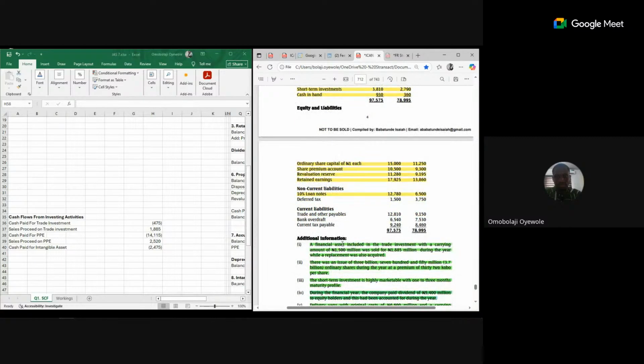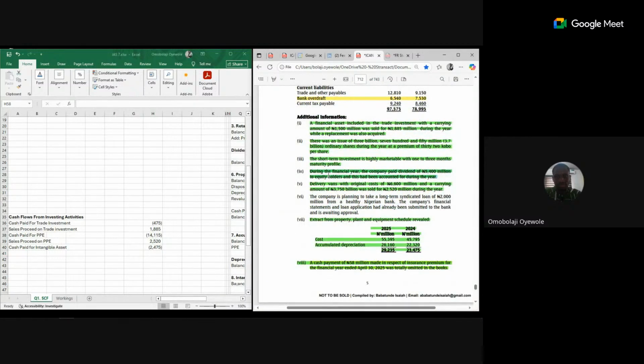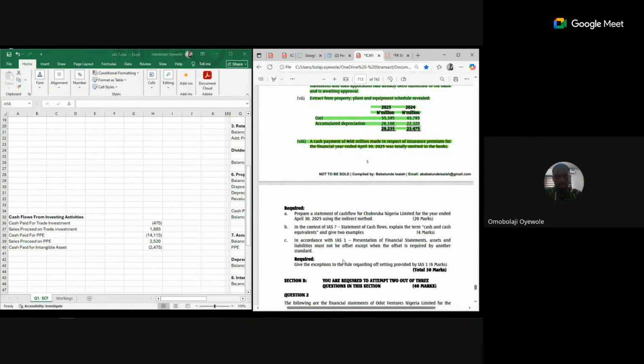So we have tax. I think we still have some additional information to deal with. So this last one, they said the company is planning to take a long-term syndicated loan of 2 million from a healthy bank. The company financial statement and loan application have already been submitted and is waiting approval. So we ignore that information. It's a plan, it's not something that has already been incorporated. They've not implemented it. So we are going to ignore it.